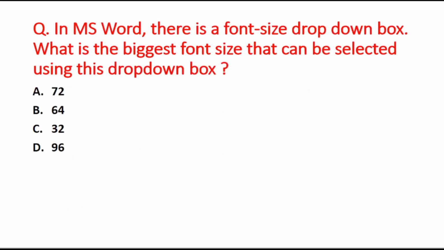Next question is, in MS Word there is a font size drop down box. What is the biggest font size that can be selected using this drop down box? So your A option is 72, B option is 68, C option is 32, D option is 96. So the correct answer is the option A, that is 72. So if we talk in terms of a drop down box, the minimum font size that can be selected is 8 and the maximum font size that can be selected from here is the 72.